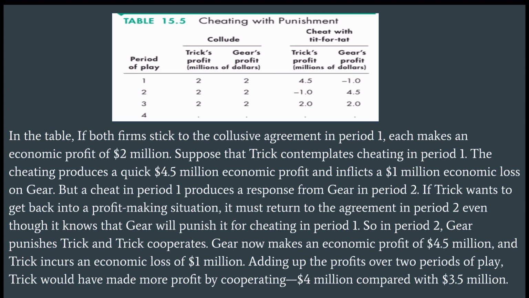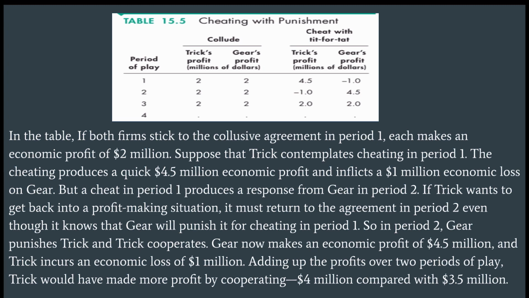This is a table. In one, they both are colluding, Trick and Gear, and in the other one, Trick cheats with Gear on a tit-for-tat strategy. In the table, if both firms stick to the collusive agreement in period 1, each makes an economic profit of $2 million. Suppose Trick contemplates cheating in period 1. The cheating produces a quick $4.5 million economic profit and inflicts a $1 million economic loss on Gear.